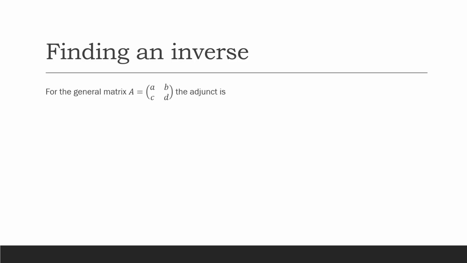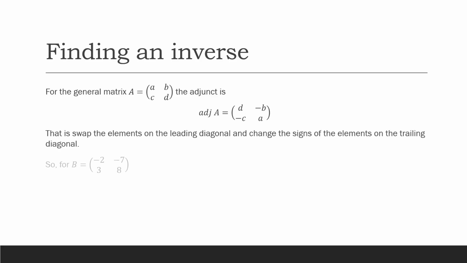So here we go. For that matrix, the adjunct matrix is just you swap the elements on the leading diagonal, and change the signs on the trailing diagonal. That's it. A and D are swapped, and I put minus signs in front of the other two elements. I've changed their signs. There's nothing more to it. For B, I'm going to swap the 8 and the minus 2, and change the signs on the 3 and the minus 7. You see? 8, minus 2, minus 3, and 7. See how they swapped?